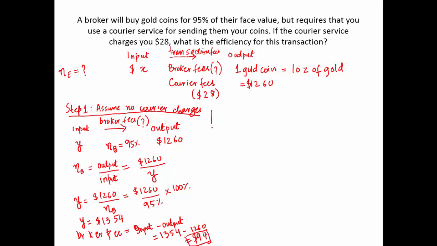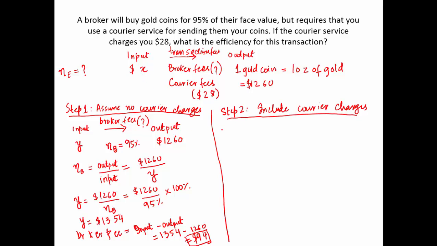So in step 2, we solve the main problem where we include the courier charge. So we have input. Our input is unknown, or is it known? So we determined our input in this example, this Y, was $1,354. The question you might ask is if that's the same input as this one. And the answer will be no. This input is different from that input.